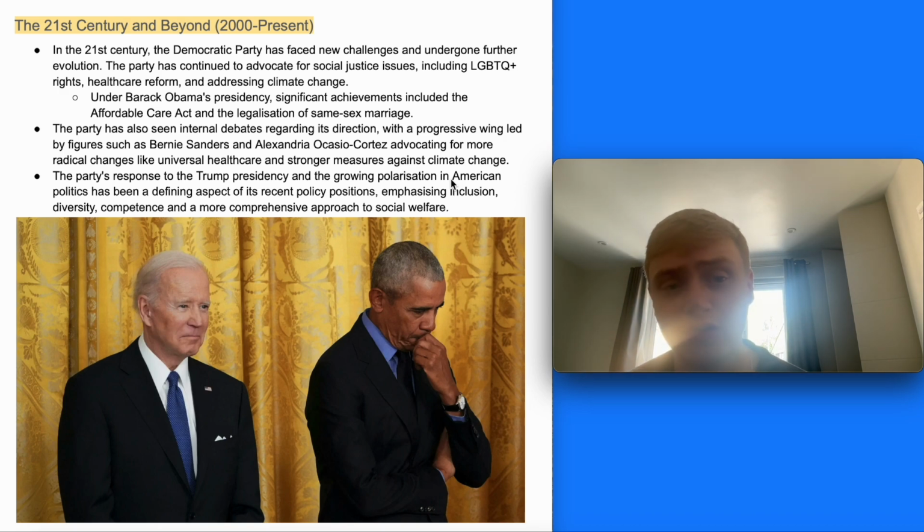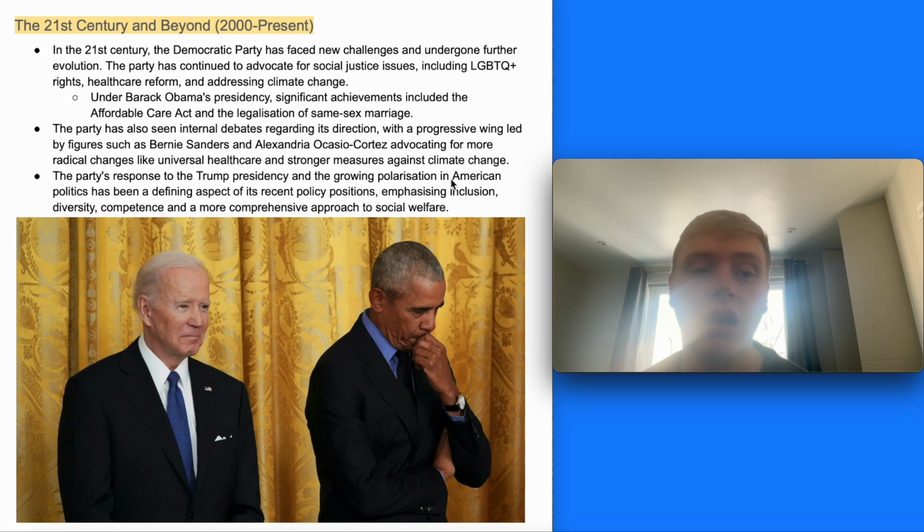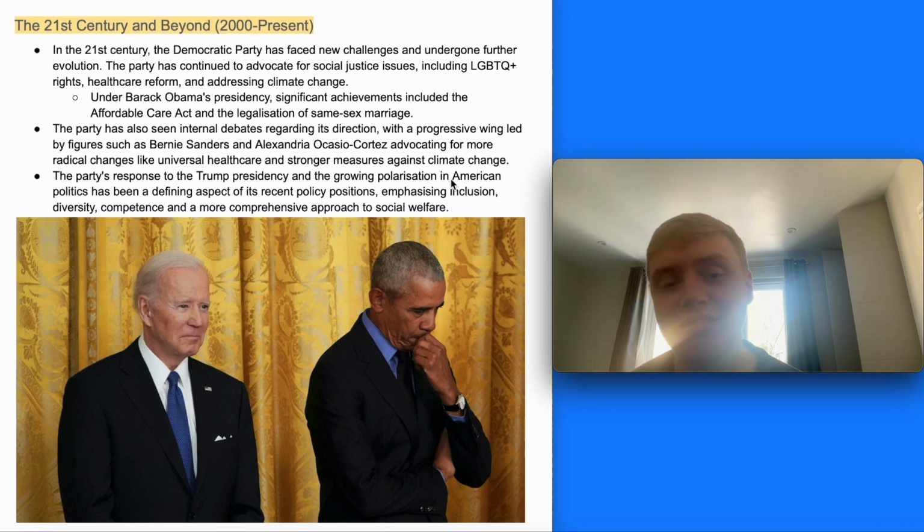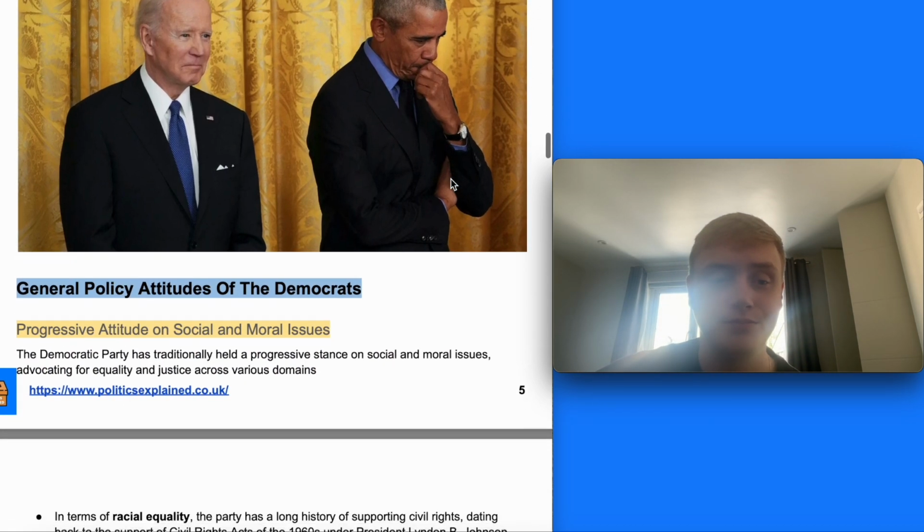The party's response to the Trump presidency and the growing polarization in American politics has been a defining aspect in its recent policy positions, emphasizing inclusion, diversity, competence, and a more comprehensive approach to social welfare.